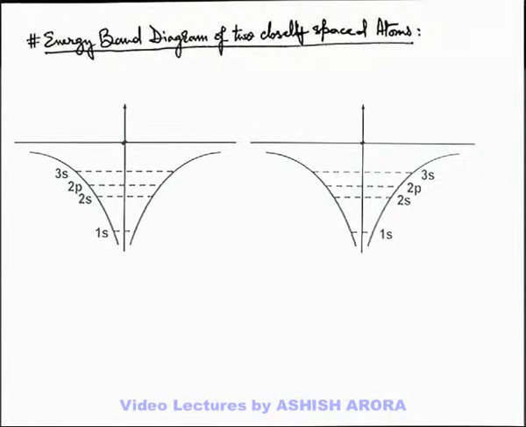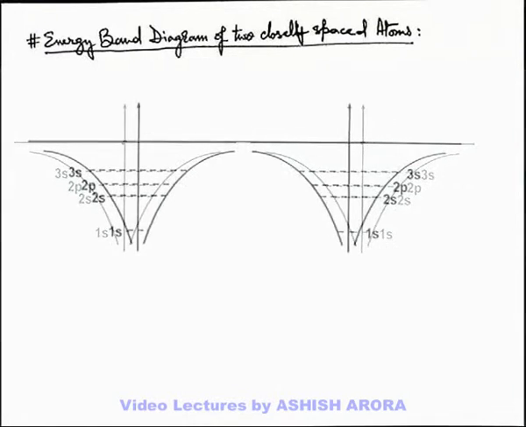Here we can see that when these atoms are getting close, after the separation decreases below a specific value, overlapping of orbitals between the two atoms will start. And as separation decreases, overlapping increases.